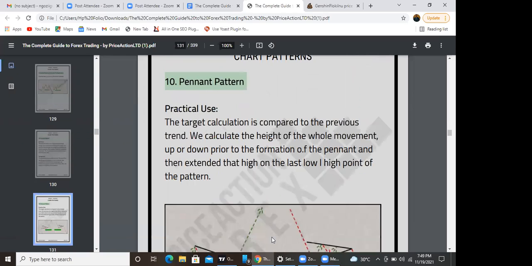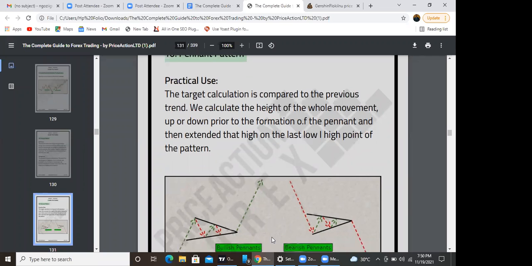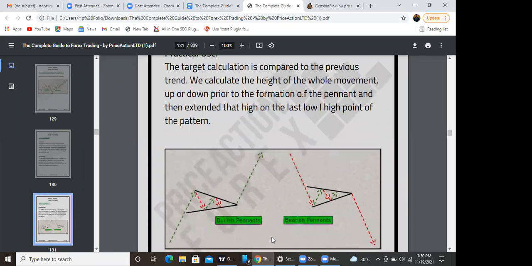All right, so the target calculation is compared to the previous trend, which moved upward or down prior to the formation of the pennant, and then you extend that height from the breakout.